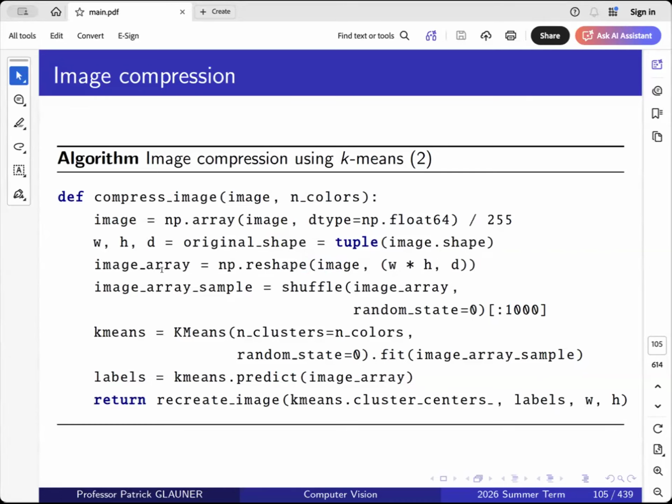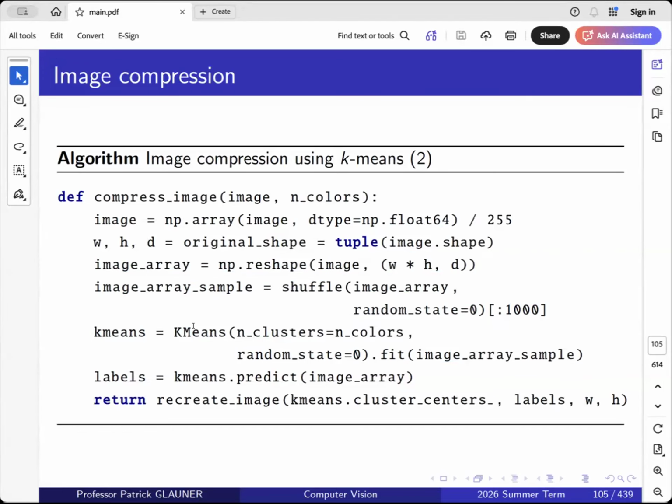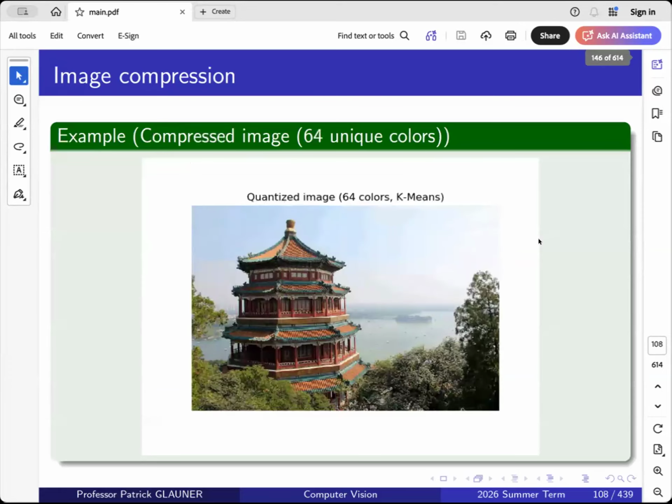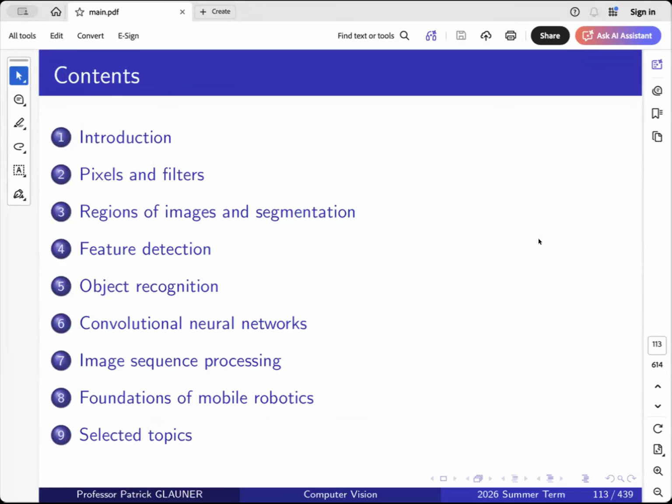And that's why I said some of the details here don't matter too much to me for now. It's simply an example of how we can apply k-means. And there are a couple of more nasty things like recreating the image. But you should just see this as given, and feel free to study it or not. So we have finished regions of images and segmentation. And then we'll come to the second chapter for today, feature detection.